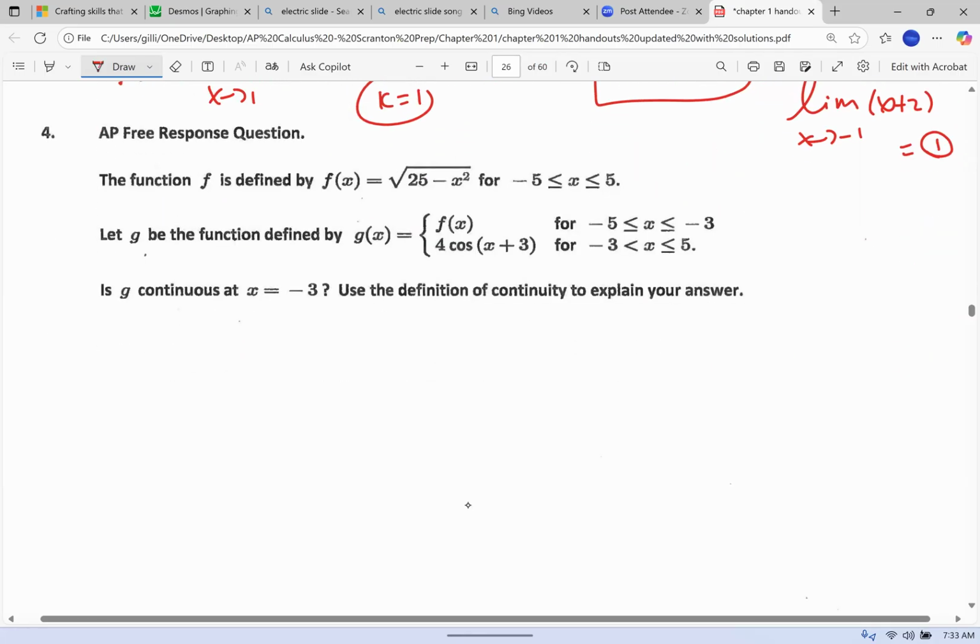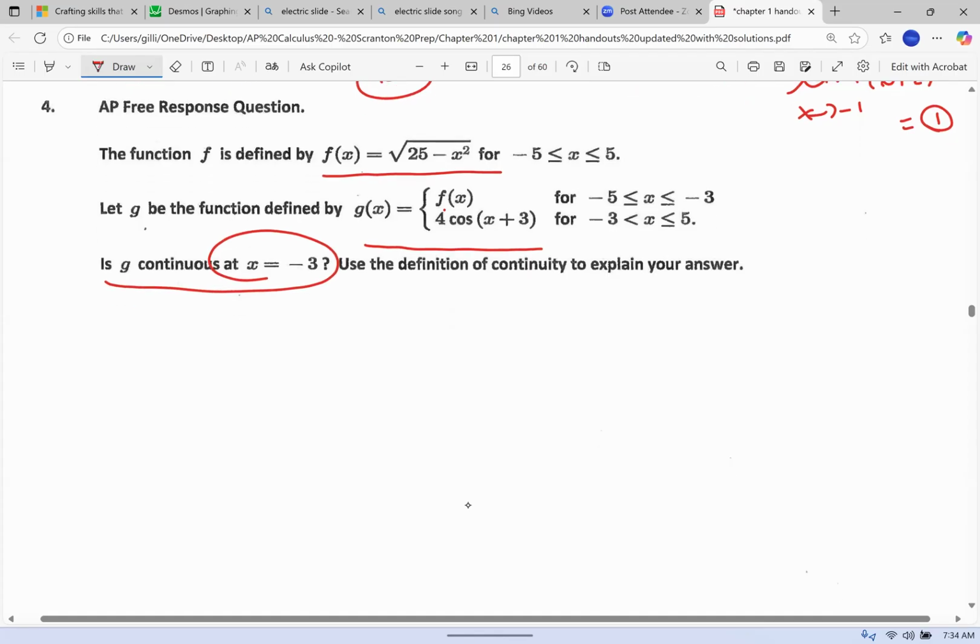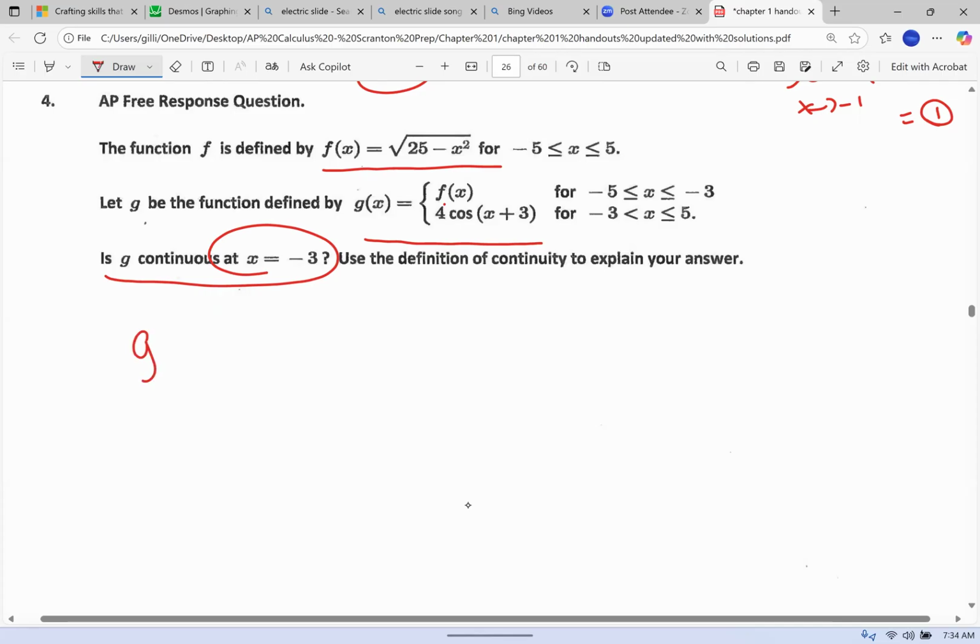And then down here, this was an old AP free response question. They like to do this where they give you a function up here, but they'll include it also down here. So g is this function consisting of f from -5 to -3, nothing more than that piece right there. Then we have a piece from -3 to 5. We're going to use the definition of continuity to decide whether or not g is continuous at x equals -3. Sentence starters: g, the limit, and the comparison. G at -3, the limit as x approaches -3 of g, and g at -3 in comparison to the limit.